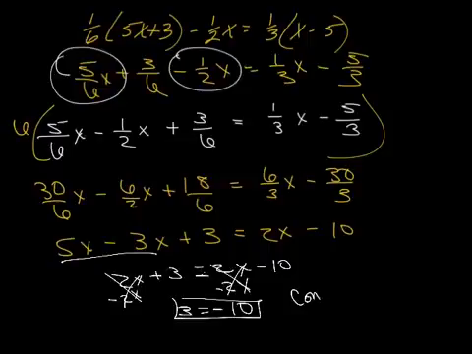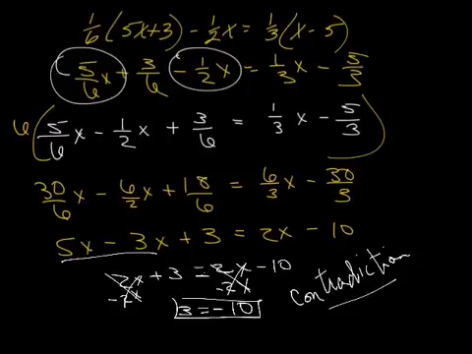So that is called a contradiction. Okay? Because this is not true. It's contradictory. We solved for x, and we found out that the number that we solved for is not possible. So the answer to this one is, what is the symbol for it?